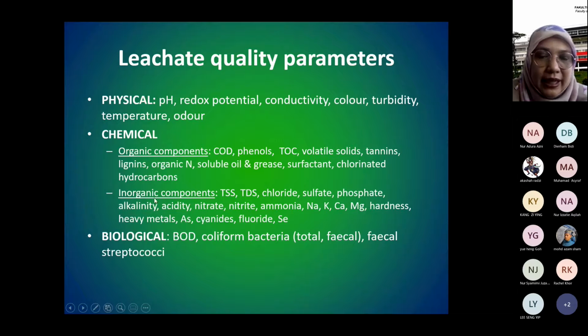What about the inorganic parameters? Total suspended solids, total dissolved solids, chloride, sulfate, and so on. And biological, of course, the most important parameters are BOD and COD. We are also looking at coliform bacteria, especially when the leachate is treated at the leachate treatment pond and before it is discharged to the river. These are the important criteria to ensure that it will not pollute the river nearby.